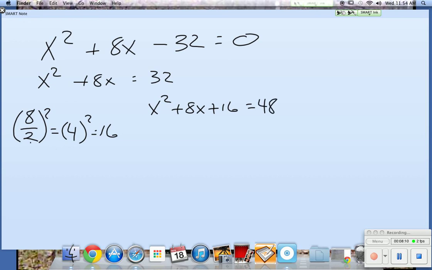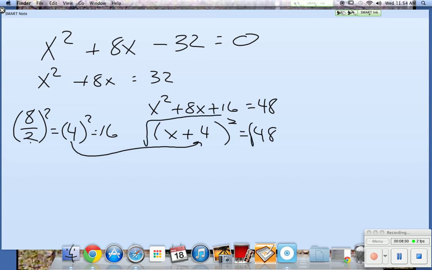I know that I can factor this into a square, x plus 4, because that's the number that went right in here. That's the number I'm going to put in there. Squared equals 48. Take the square root of both sides. X plus 4 equals plus or minus the square root of 48. Can we evenly take the square root of 48? 49 we can, but we can't do 48, right?